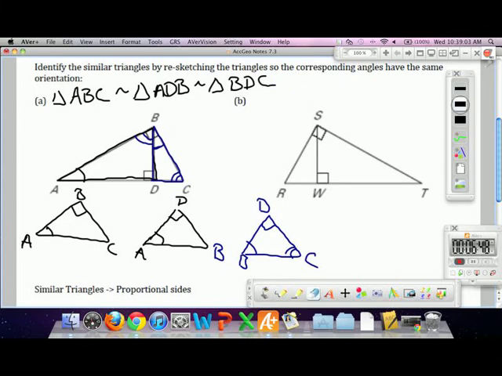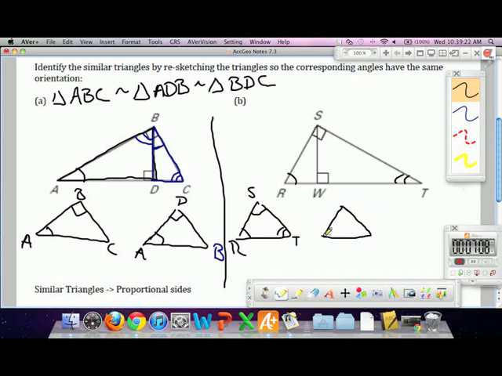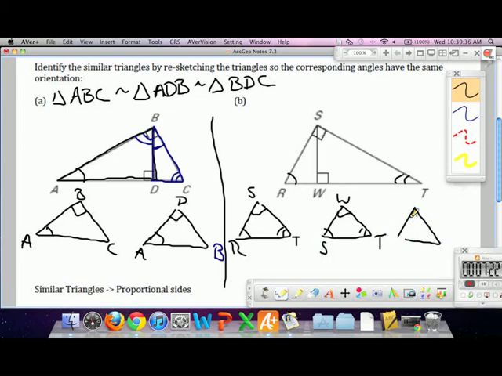So let's see. I would do this. I have RST. Let's see. W is the right angle. T is the double hash, and S is down here. W, R, S.